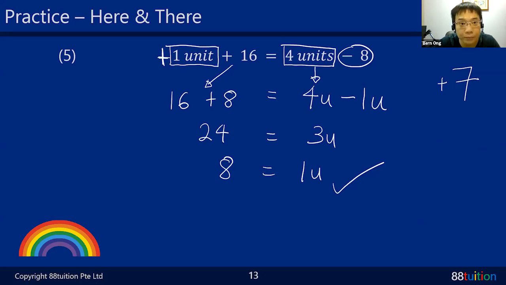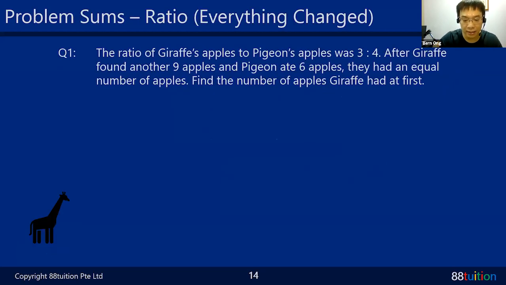Thank you. Okay, so now let's move on to the actual question. Ready or not? The reason why I have all these big 4 and here and there is so that we can get ready for the question. Everything will change, right? Let me show you how to use this. Very fun. So down here, the ratio of giraffe's apples to pigeon's apples is 3:4. So we have giraffe is to what? Pigeon. G for giraffe, P for pigeon.